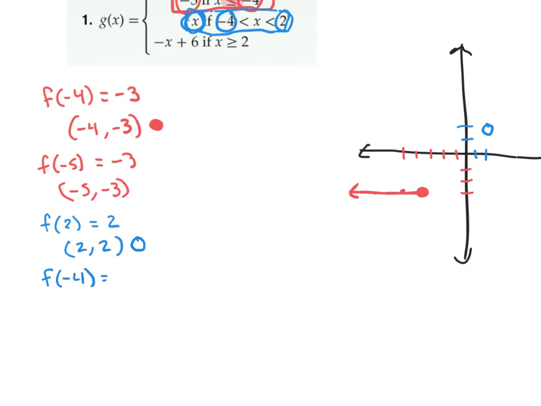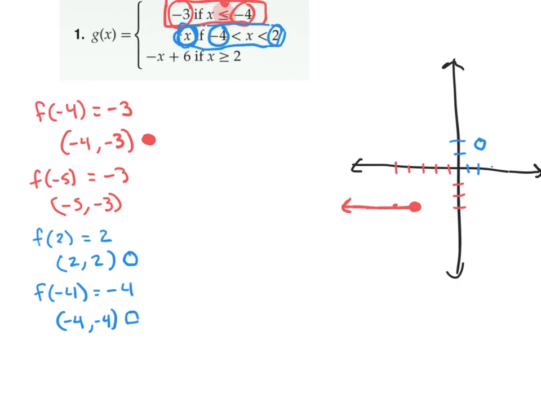What do we get when we plug in -4? -4. So what's our point? -4, -4. Do we have an open circle or closed circle? An open circle. So we're going to the left 4, and then down 4. So our point's going to be right here, and we connect our 2 dots. So always for the middle one, you just connect the 2 dots. There's no arrow in the middle one, so you just go from this point to this point.